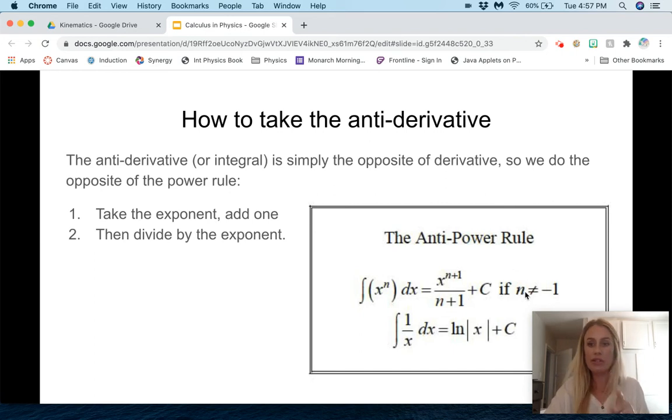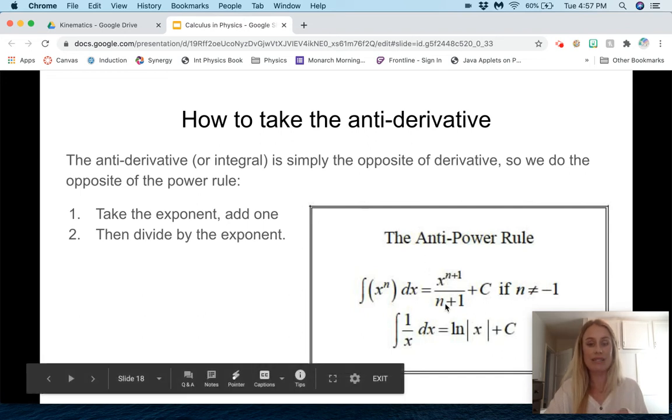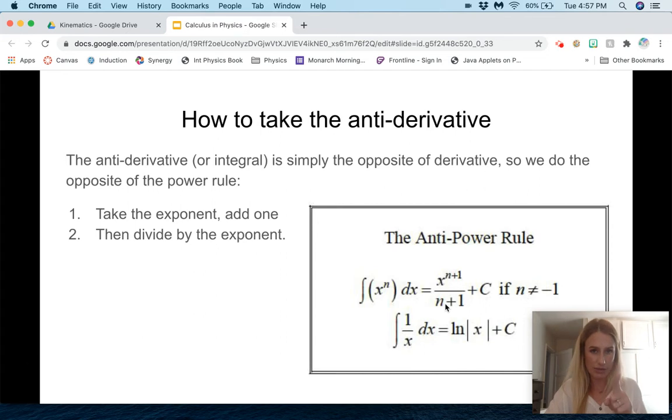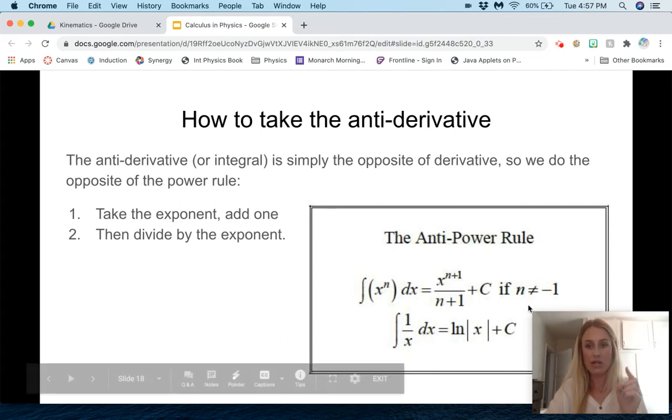Okay. Notice also that this says for any n, any number that doesn't equal -1. The reason for this is that if n equaled -1 here, we'd have -1 plus 1, which is 0. We would then be dividing by 0, which is a no-no. We can't do that. Okay, we can't divide by 0.